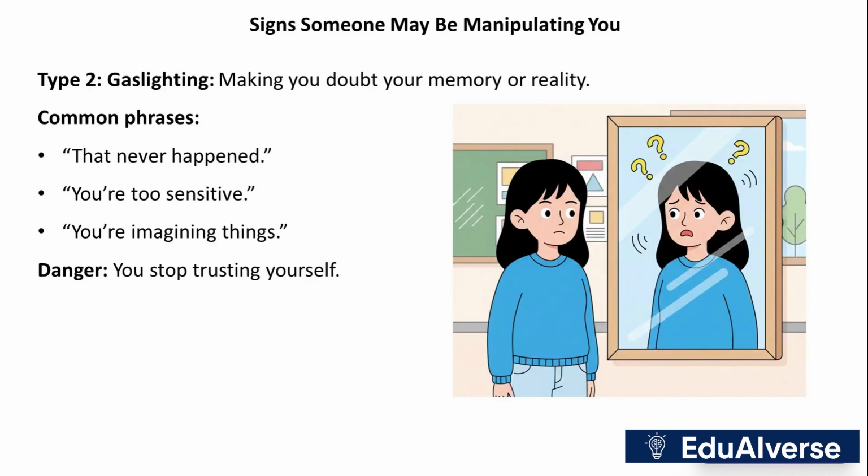Gaslighting makes you doubt your memory or reality, using phrases like, "that never happened." Understanding this tactic helps you maintain trust in yourself and resist manipulative behavior.